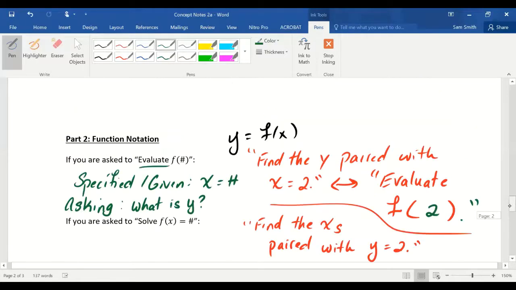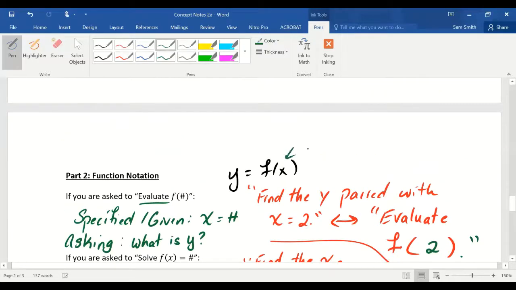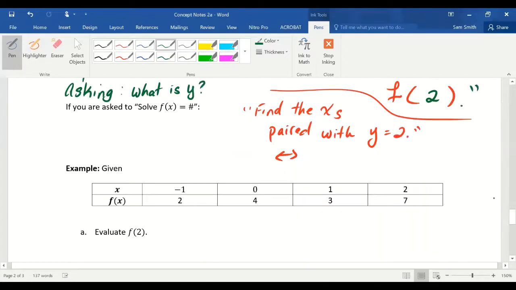So instead of replacing the x with 2 in function notation, we're going to go in and replace y with 2 in function notation. And I'm going to say, let us solve 2 in y's position equals f of x. This is our shorthand for find the x's paired with y equals 2.